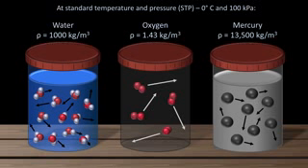The density of mercury is largely a consequence of its atomic mass of 200. The explanation as to why something as dense as mercury is a liquid and not a solid requires quantum physics, and thus I won't get into it here.